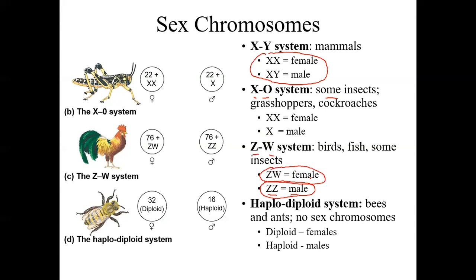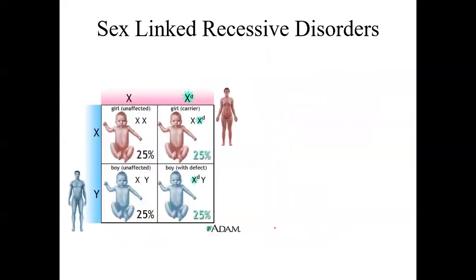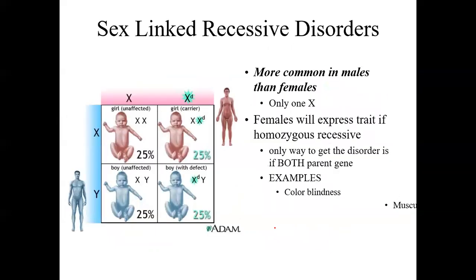Other than that, we also have the haplodiploid system, bees and ants. There are essentially no sex chromosomes, where a lot of the male worker bees are actually haploid. The ones that are diploid are going to be like the queen bee. So kind of interesting, there are all kinds of different inheritance patterns. This is just further talking about the same thing, different disorders, color blindness, muscular dystrophy in humans.